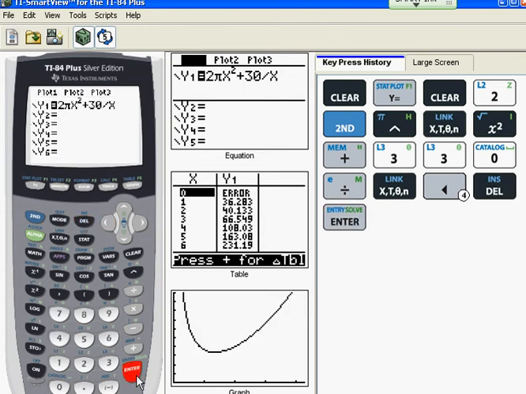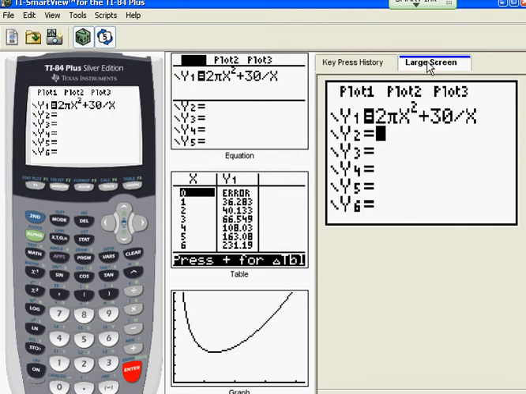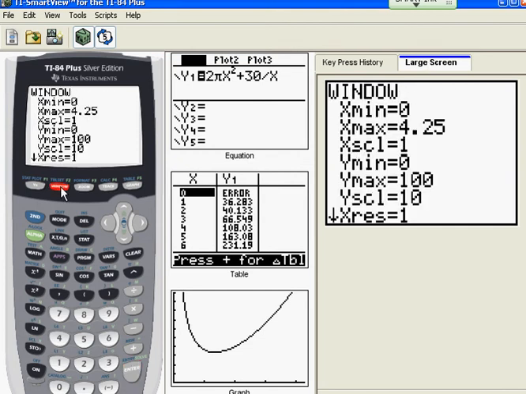Now, I'm not really sure about a window. It's sort of fun. If I can see the window over here, it actually looks pretty good. But let's see what window I have here. So my window is from 0 to 4.25. Okay, that's from yesterday. And then my y min is 0. My y max is 100.